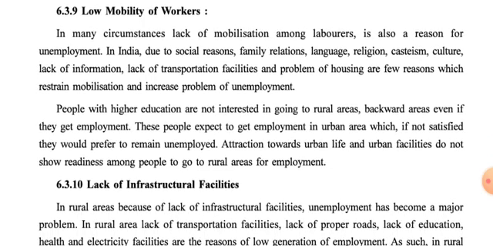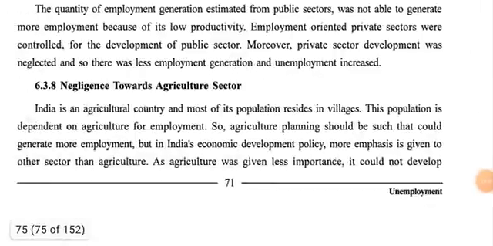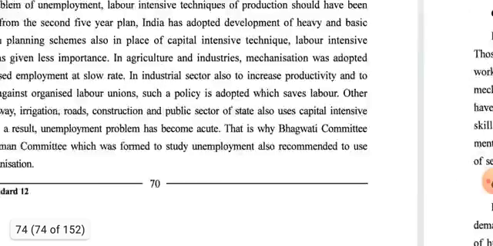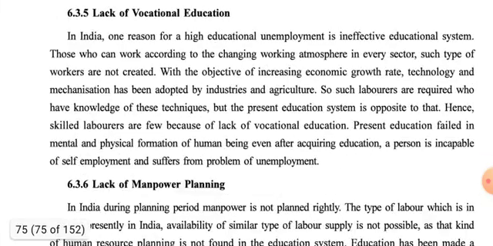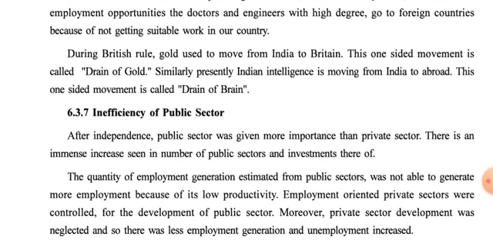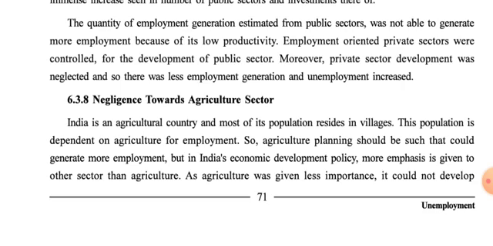Now, after point number 8, there are the last 2 points, that is low mobility of workers and lack of infrastructural facilities. With these 2 points, we will complete this particular question on the causes of unemployment. Basically, all these 4 factors are interrelated. The fourth one is the capital intensive production technique, which is also linked to unemployment. But the lack of vocational education is dependent on lack of manpower planning. So these 2 points are interrelated, and along with that, the inefficiency of the public sector and negligence towards the agricultural sector are also interdependent. All these 4 points are interdependent.